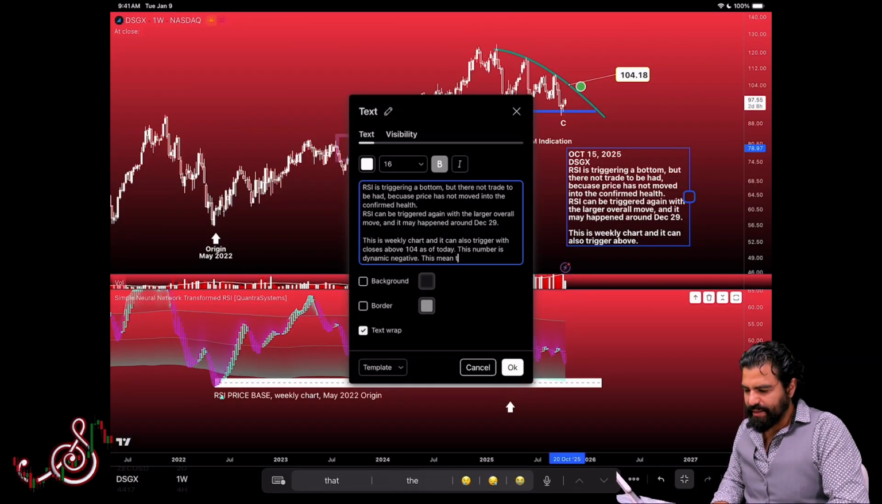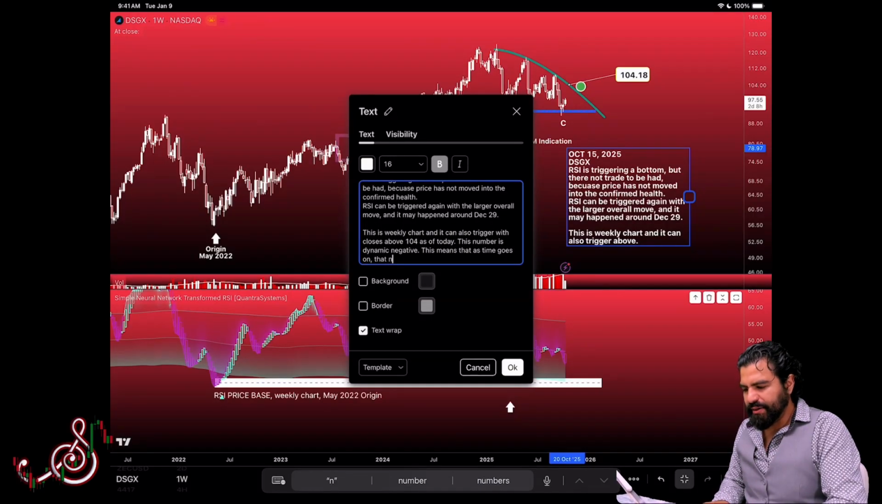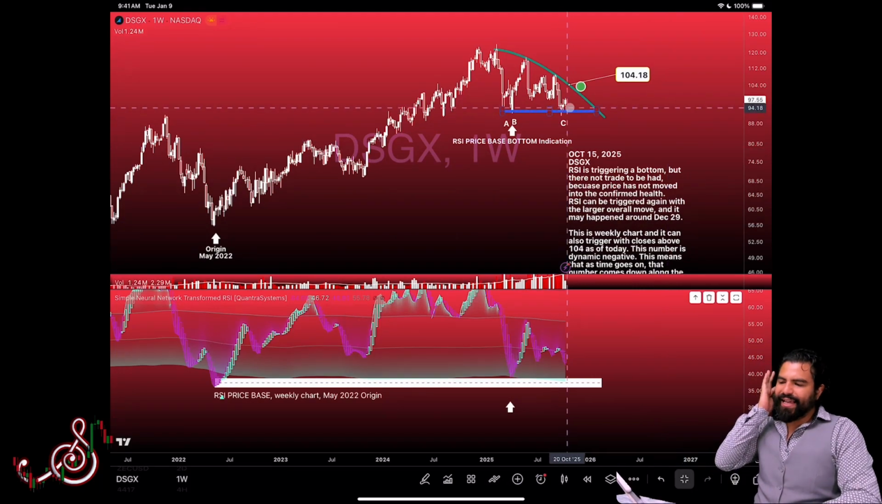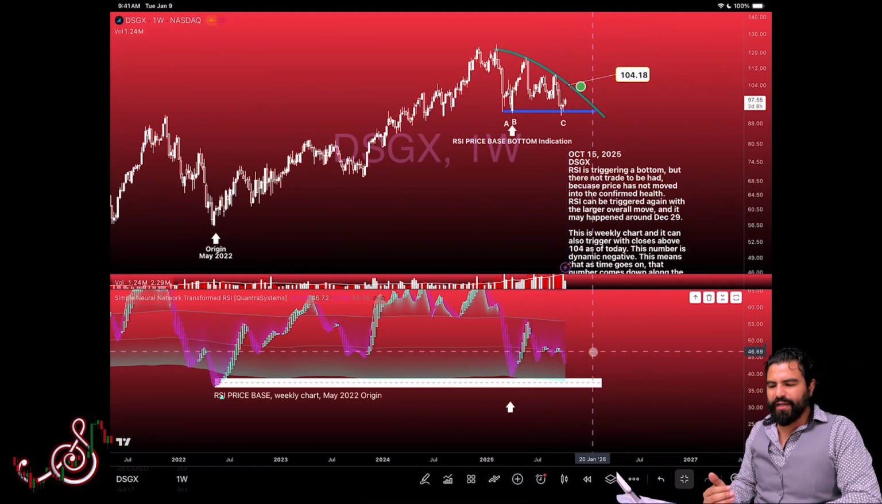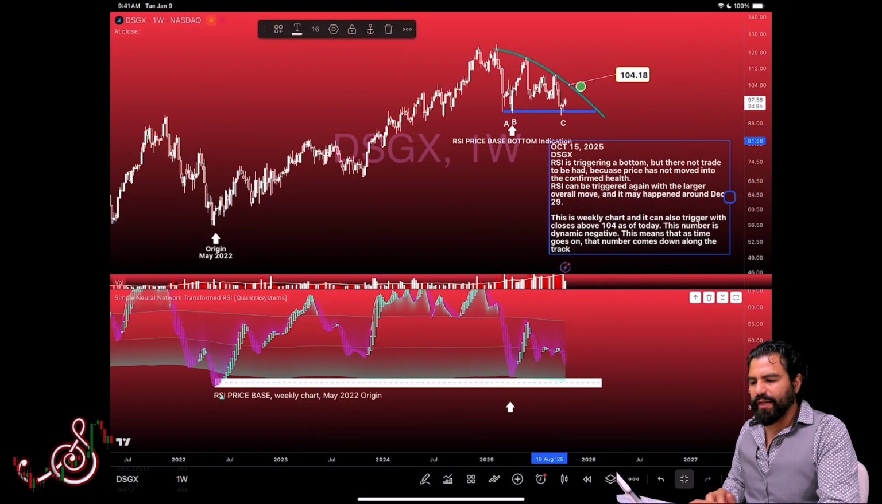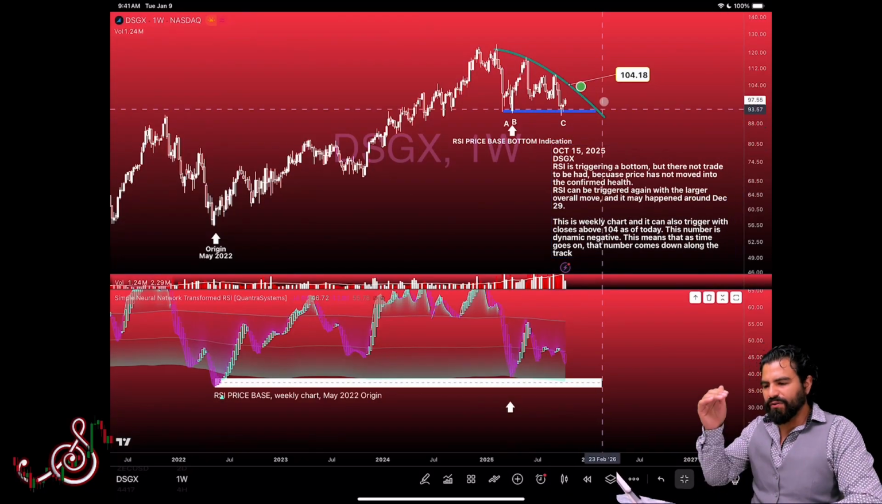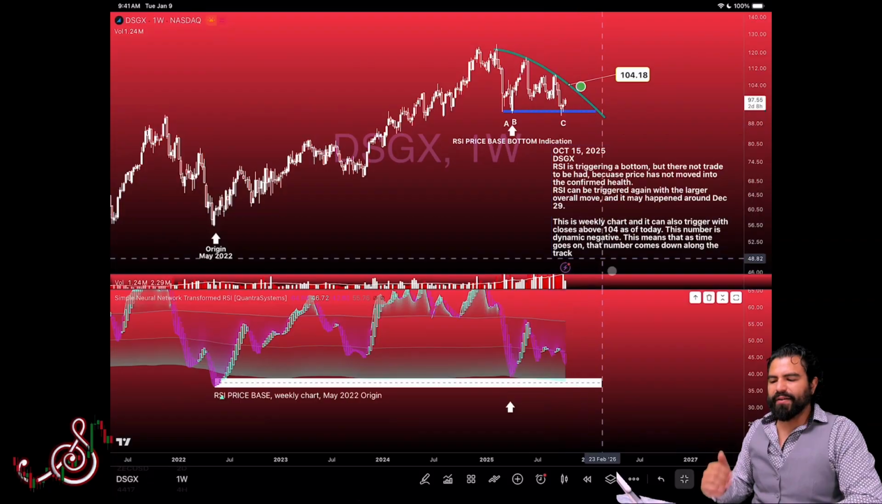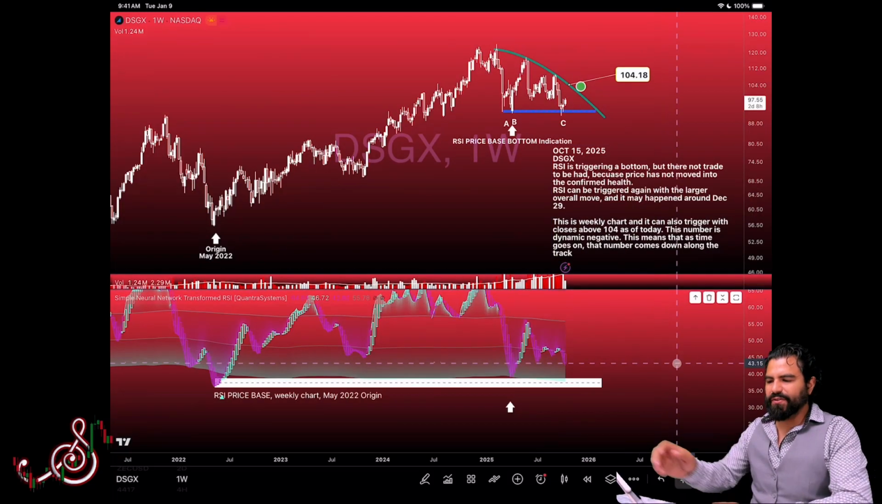This means that as time goes on, that number comes down along the track. Okay? So if I was doing anything today, I would be looking for this major trade to be a bullish trade, but not yet. All right, so when can we take action? Above 104 or at the bottom. Now let's look a little bit further in the volume and see what we find.